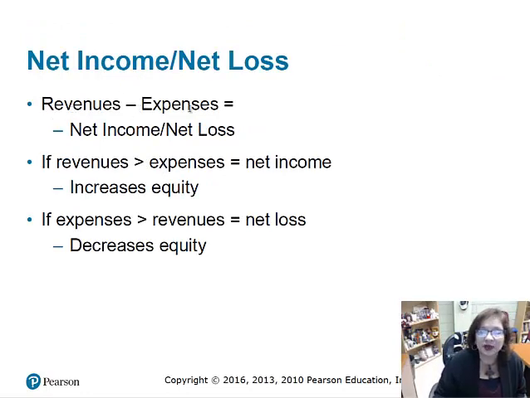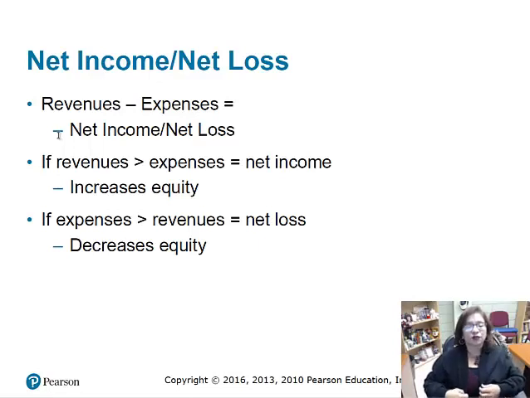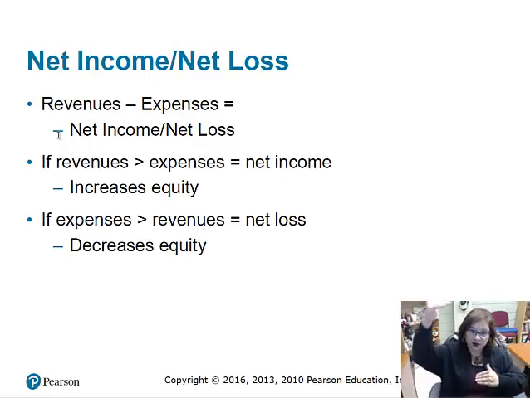Okay, so here we go. Revenues minus expenses equals either a net income or a net loss. And the reason why it's stated this way is because if you make more money than your expenses, then you've made a net income. However, if the revenues are less and the expenses are higher, then you have a net loss. Okay?